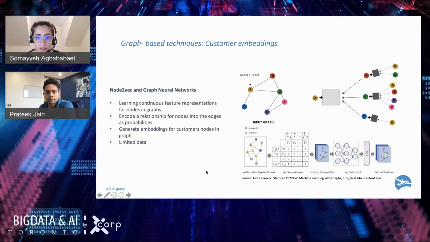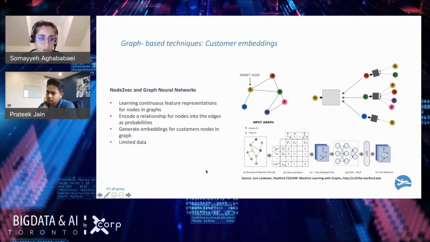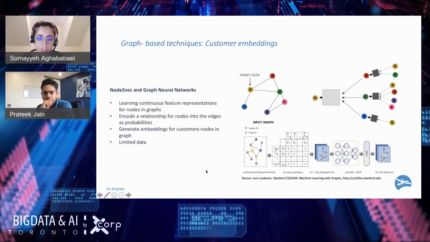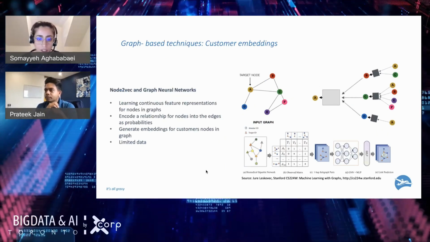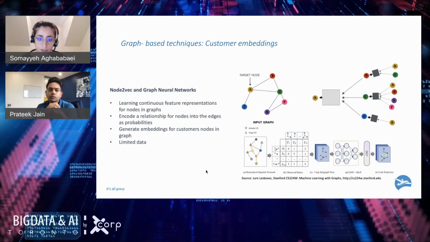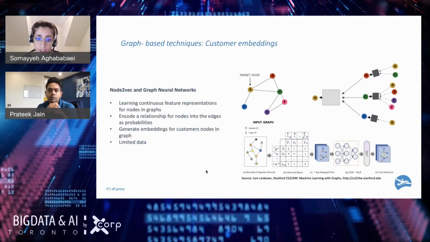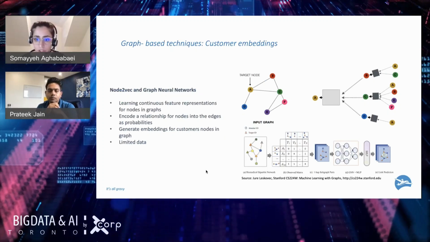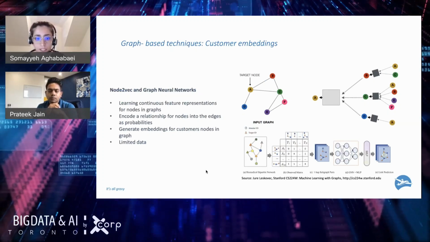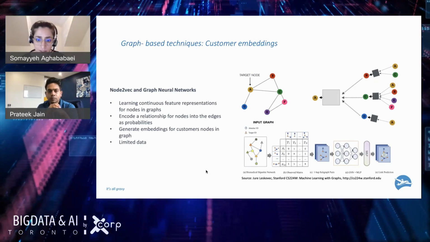The next technique is graph-based. We tried two different graph-based techniques, node2vec and graph neural networks. In both graph-based techniques, we look at the interaction between customers. For node2vec, the interaction was around whether a customer bought a similar item to another customer. But in graph neural network, we look at the relationship between our customers and the stores, whether they had any transaction at specific stores.